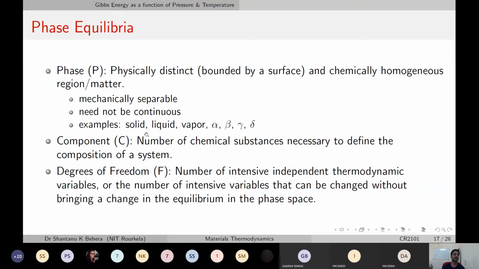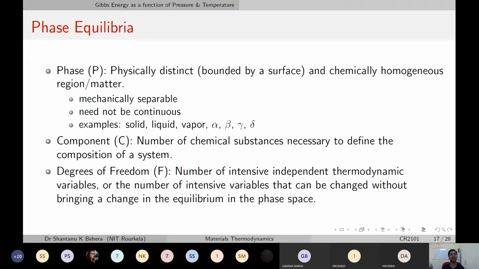So the examples could be solid, liquid, or vapor. All of these things are phases, and when they are together, they'll be called multiple phases. Likewise, alpha, beta, gamma or delta are typically denoted as solid phases, different types of solids of the same chemical composition. So these also are distinct phases, and when they exist together, they'll be called a multi-phase material, right? So that's the whole idea of phases.